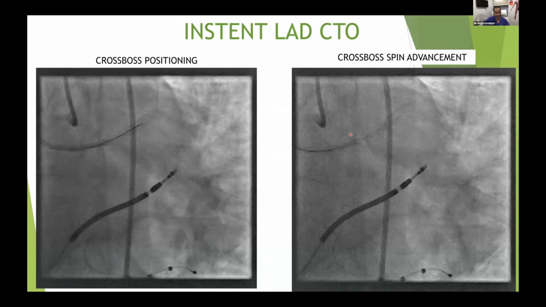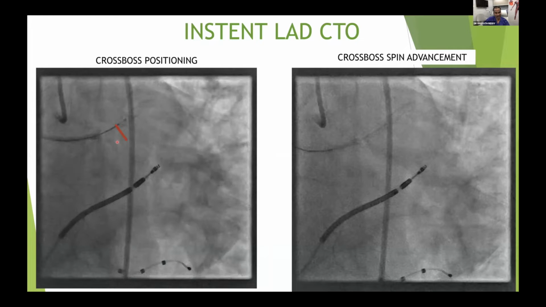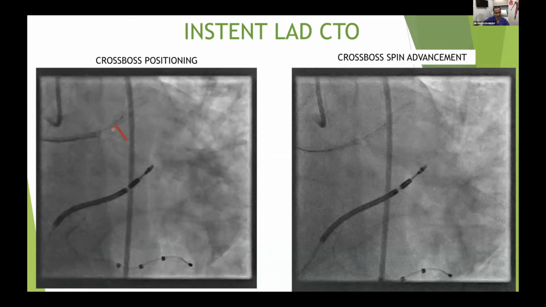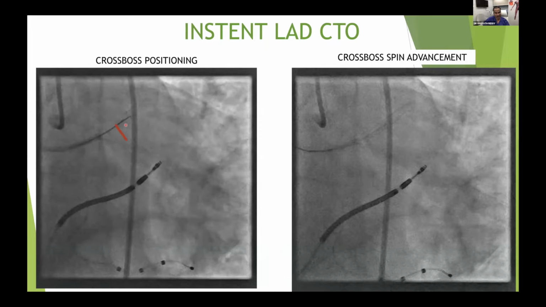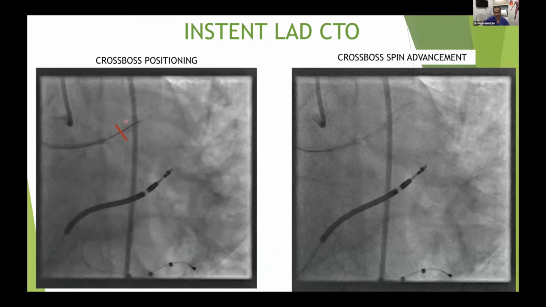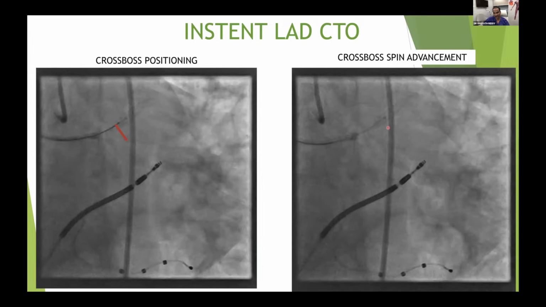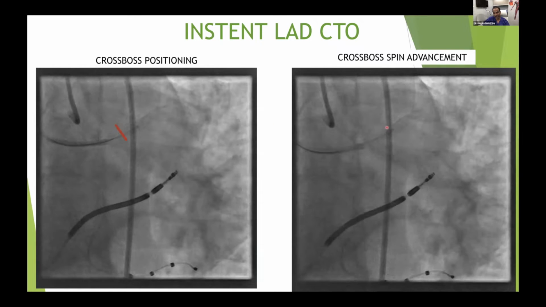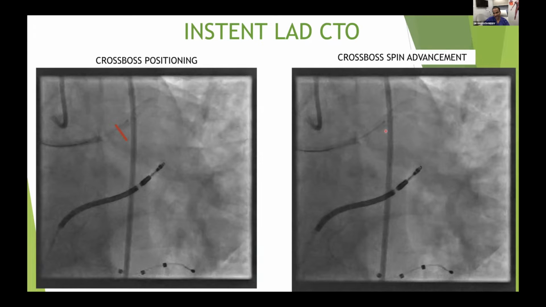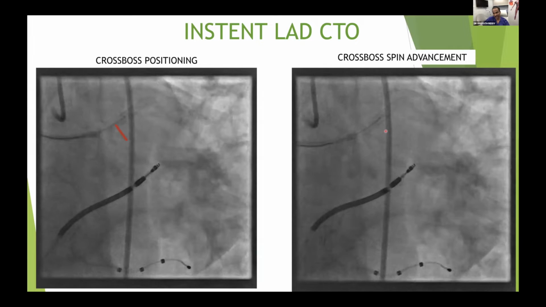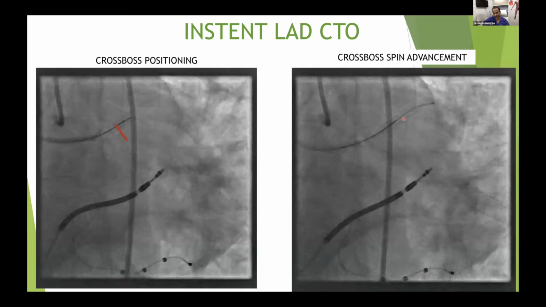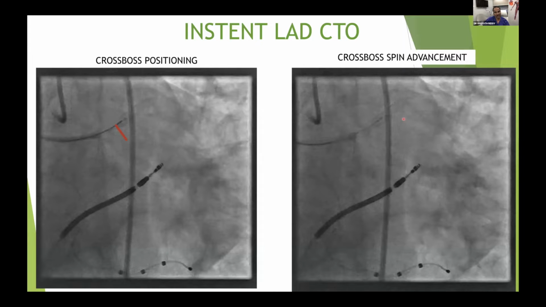You can see this is the proximal end of the stent. So always position the Crossboss into the stent. This is very, very important. Then start your spin advancement, so you can reach your distal lumen within no time. It's a fraction of seconds. You can go down and then complete your procedure.